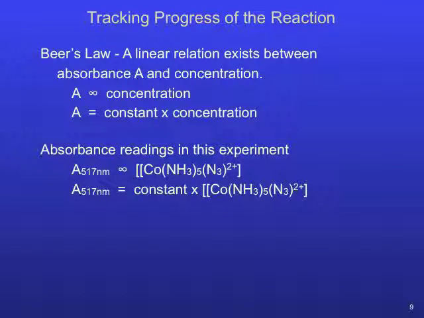For this experiment's reaction, the azidopentaamine cobalt(III) complex absorbs light at 517 nanometers. The hexaaqua iron(II) reactant and the products of this reaction do not absorb light at this wavelength. Therefore, by measuring any change in absorbance at 517 nanometers during the reaction, we are actually measuring the change in concentration of the azidopentaamine cobalt(III) complex. Since this cobalt complex is a reactant, we should expect the absorbance to decrease during the course of the reaction, since its concentration decreases as the reaction progresses.